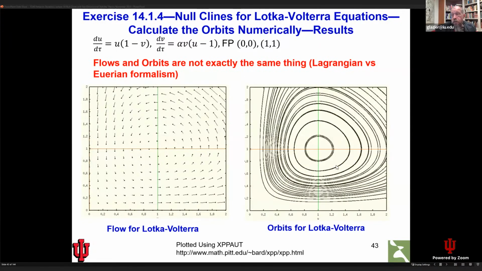And then the orbit calculation is here on the right. And this is what Pedro and I think Ibraheem also had shared in the chat. Ibraheem and Pedro also have the nice put up the null clines on the plot, which is very nice. The XPP didn't give me the null clines.